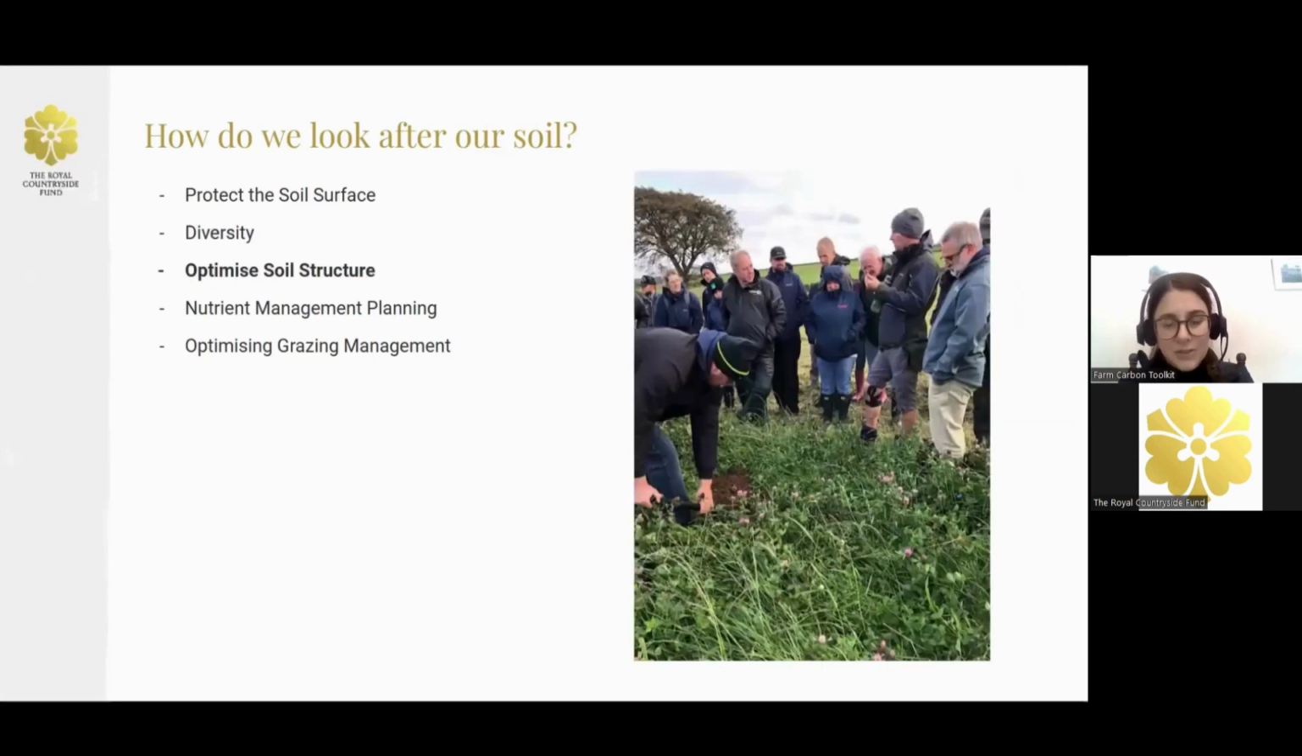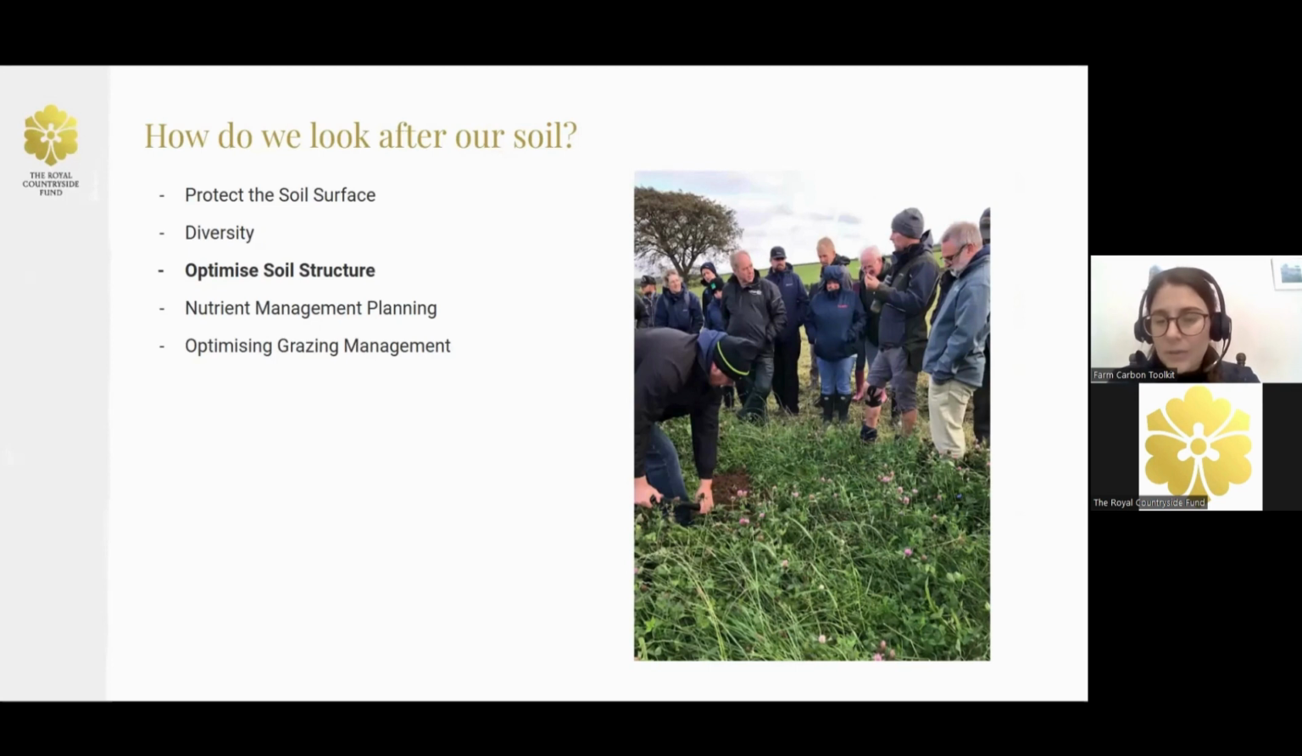So optimizing soil structure. Now we're all going to go out and do our VEST tests. We'll know all about our soil structure and how it's functioning. But what we want to try and do, when we're digging our holes and doing our VEST scores, is understand what have we done to get to where we are.